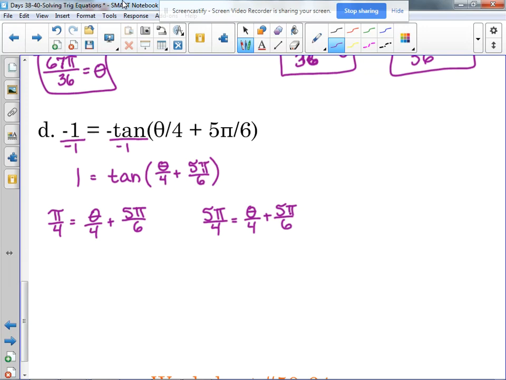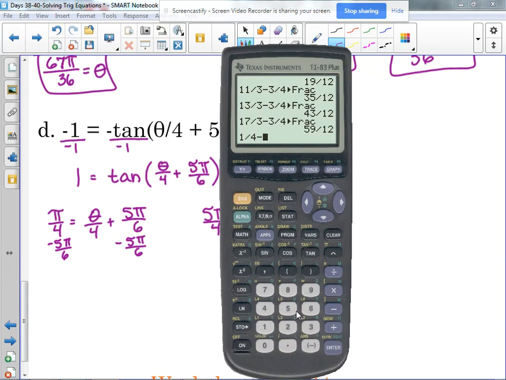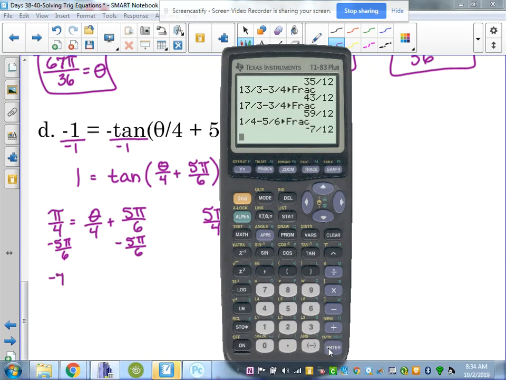Okay, so premise is still the same. I'm not going to put down any other answers at this moment because I want to see what happens right here. So we subtract the 5 pi over 6. So 1/4 minus 5 over 6 gives us negative 7 pi over 12. That's equal to theta over 4. So to get theta by itself, we multiply by 4. So the 4 over 12 turns that into negative 7 pi over 3.